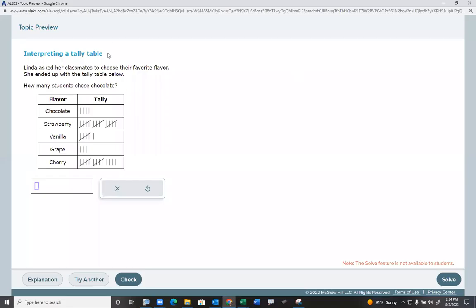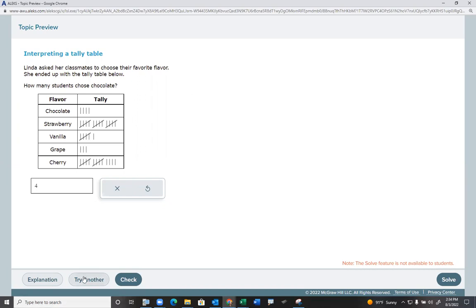Okay, now let's make sure we can understand how to read a tally table. I don't know about you, but for me, this was a very natural way of recording information when I was a kid. We'd play a game outside and just draw a tally table with chalk on the sidewalk. All right, so Linda asked her classmates to choose their favorite color or flavor. She ended up with the tally table below. How many students chose chocolate? This table is wrong because chocolate is not the top flavor, or Linda just has a lot of weird friends.